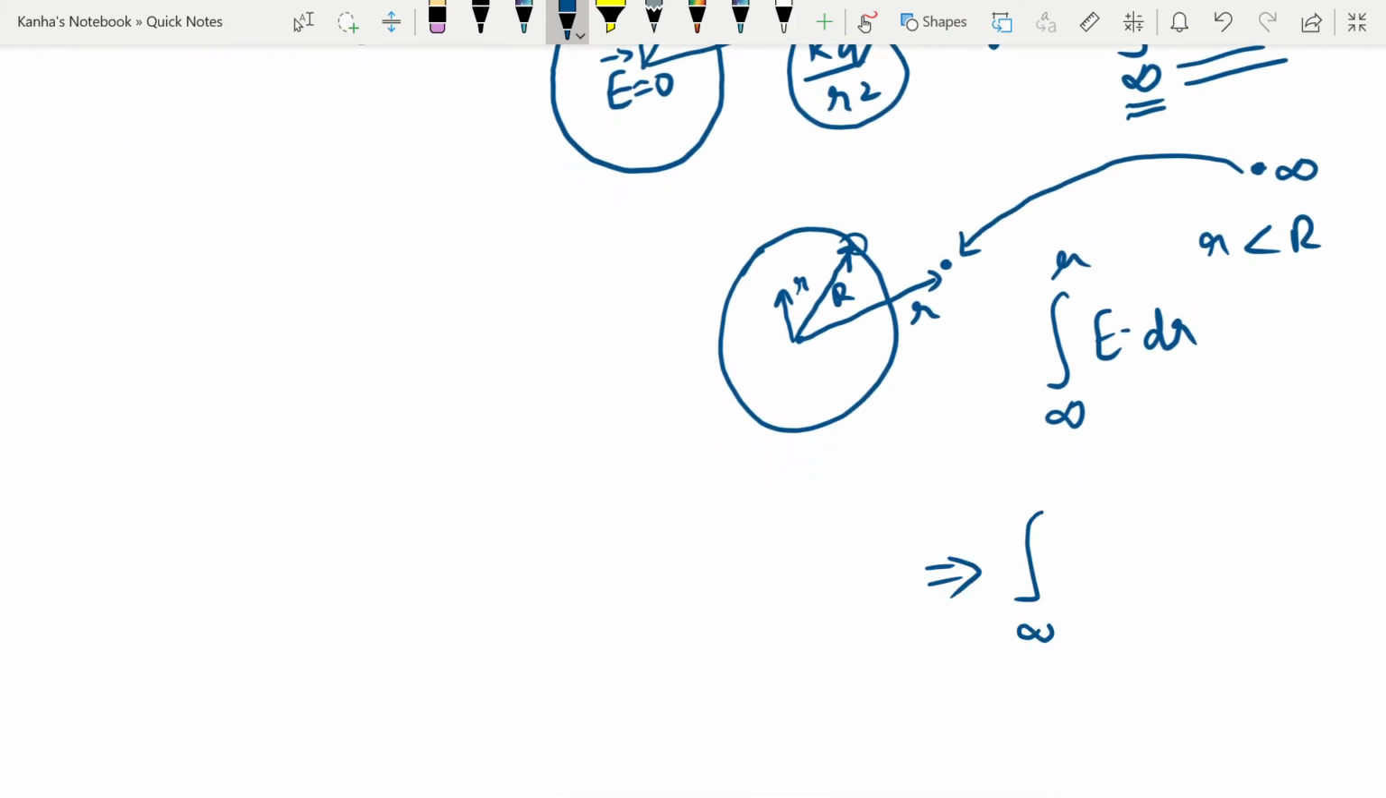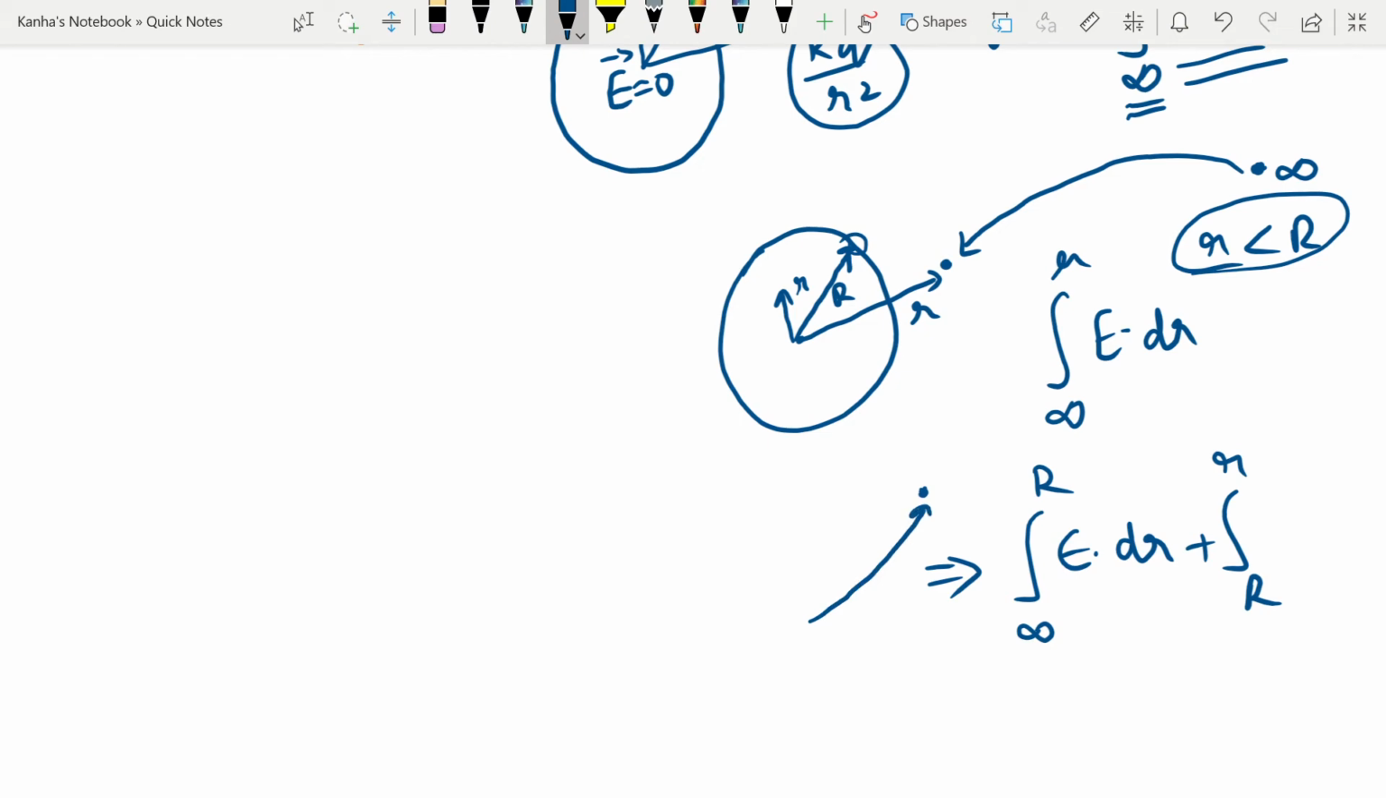I can split my integral into two parts: integral from infinity till R plus integral of R till r. This is the case for r less than R. So you're basically trying to move your charge from infinity to some point R, and then moving it closer to the shell. Then you come to this point and then you move it inside.